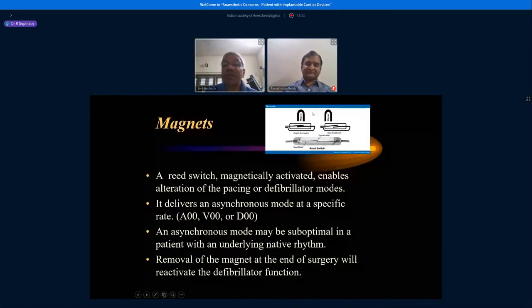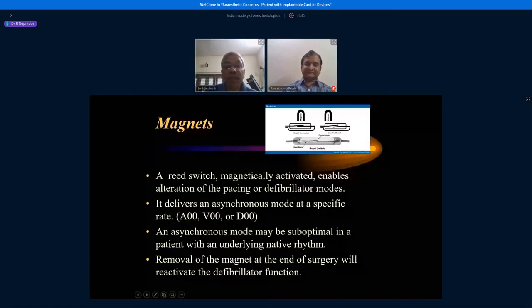Whereas as soon as you place a magnet, it is just like, for an analogy, if you remember our vaporizers, for directing the flow or increasing or decreasing, you have a bimetallic strip. It is a similar thing. As soon as you keep a magnet, these two come together, a voltage is generated, and this disrupts the circuitry and they go into a pre-programmed mode. As soon as you place it, it goes into what is called the asynchronous mode.